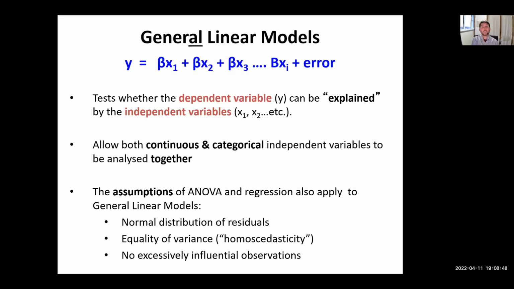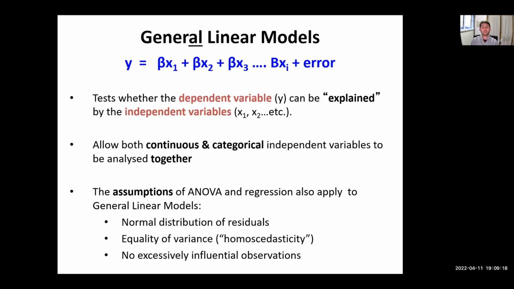So all of the tests that we're going to be looking at are going to test the relationship between the dependent variable and how that can be explained by the independent variables, the x's. As I said earlier, we have both continuous and categorical variables in this. If we just had categorical, then we'd be looking at analysis of variance. If we just had continuous, we'd be looking at multiple linear regression. So we need to have both in order for this to be a GLM.